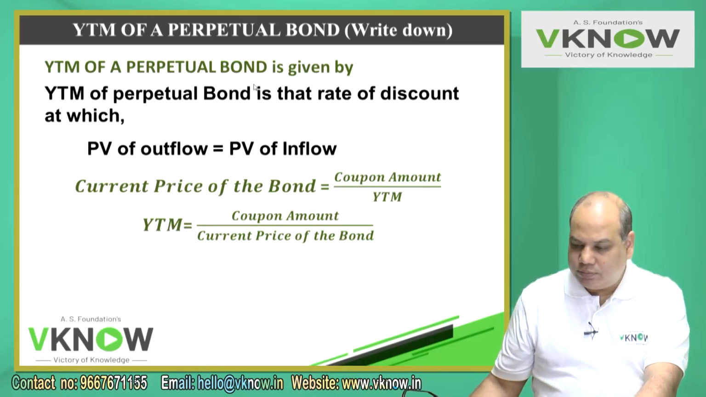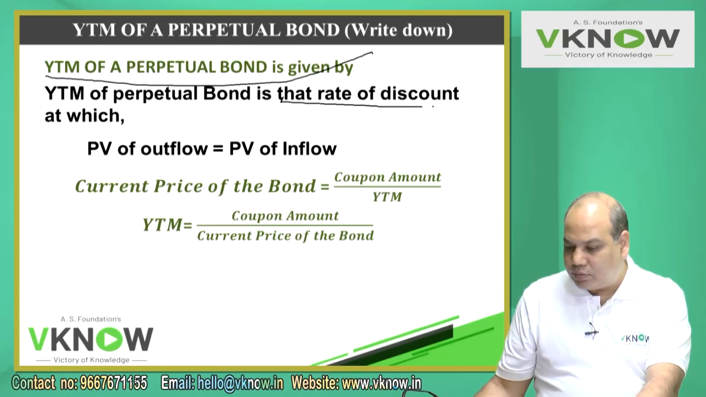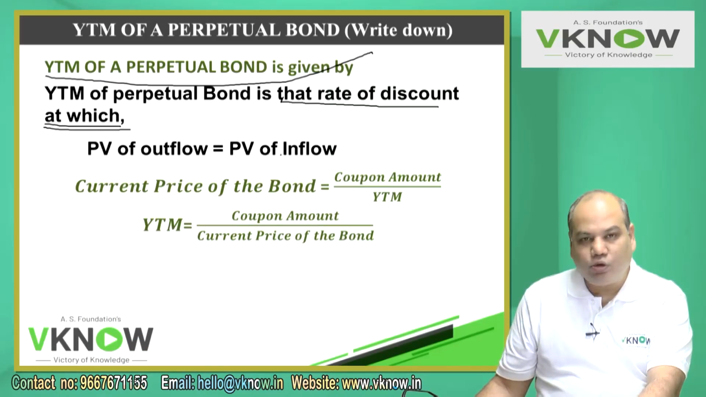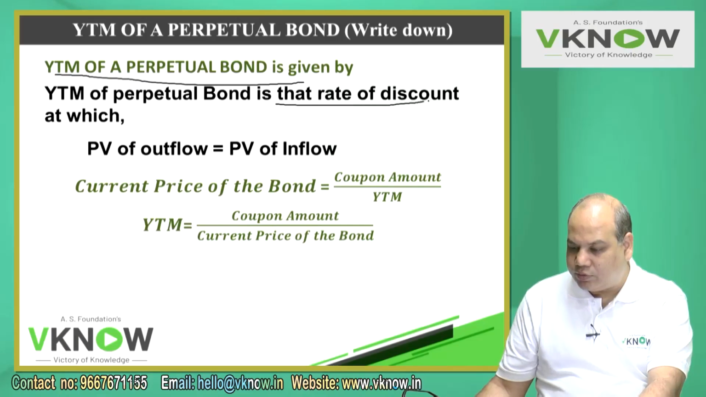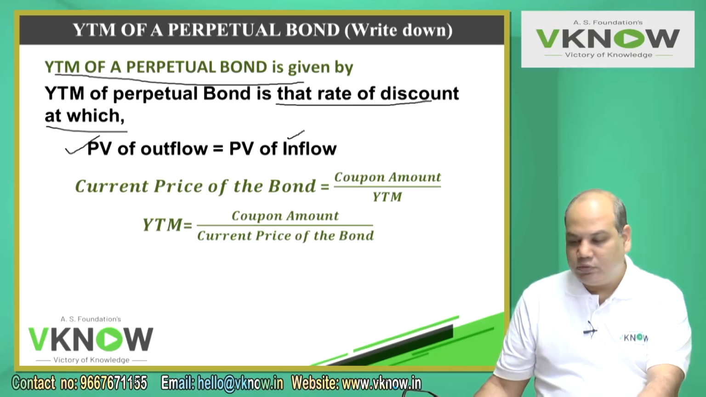YTM of a perpetual bond is given by that rate of discount at which PV of outflow is equal to PV of inflow. That is the YTM of every bond. PV of outflow is equal to PV of inflow. This is the formula for IRR also. YTM of a perpetual bond is that rate of discount at which PV of outflow is equal to PV of inflow.